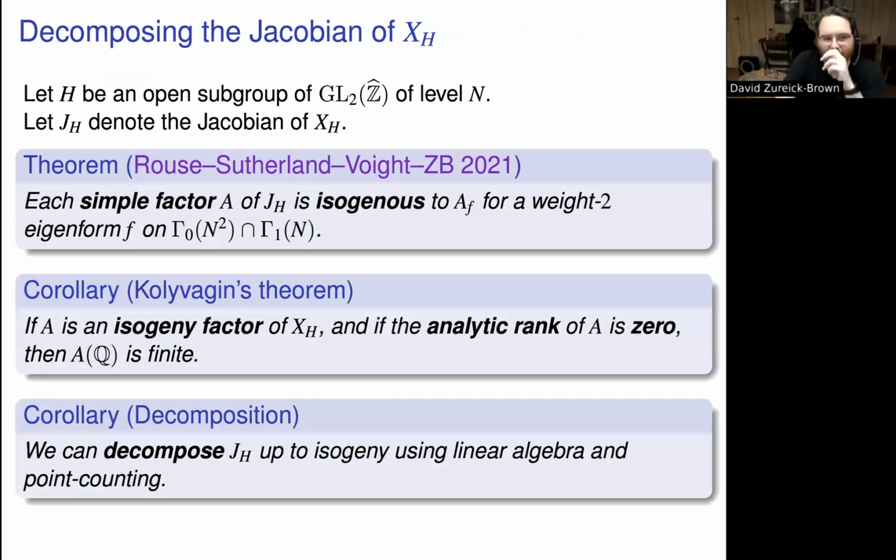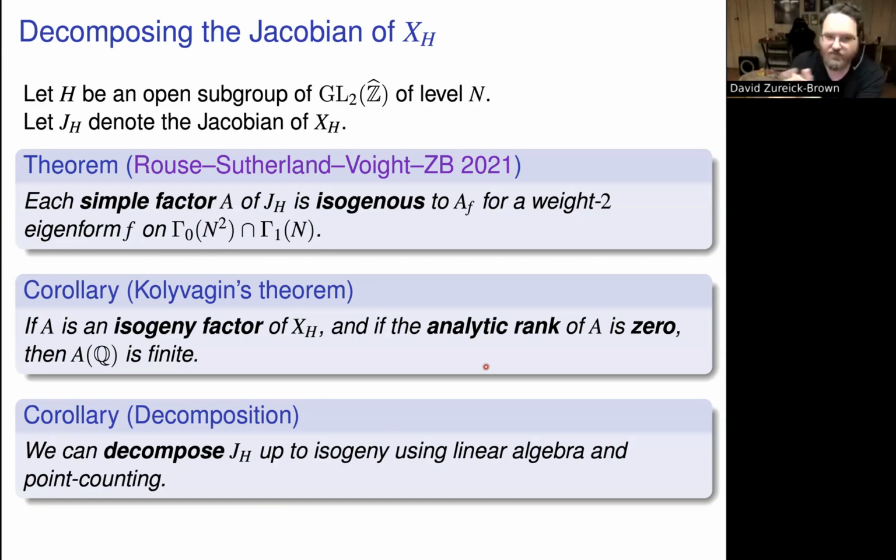The other big improvement here is this actually gives us a way to compute the isogeny decomposition of the Jacobian of X_H. If you can point count enough, and if you have a bound on the set of modular forms that could occur, then point counting lets you, again, use linear algebra to interpolate what the isogeny decomposition is, and in fact, what the analytic rank is.